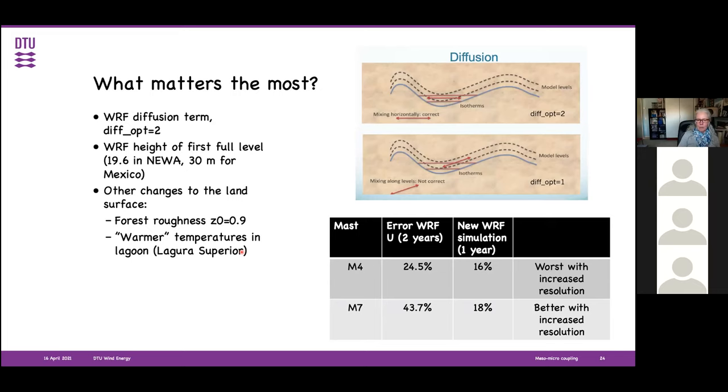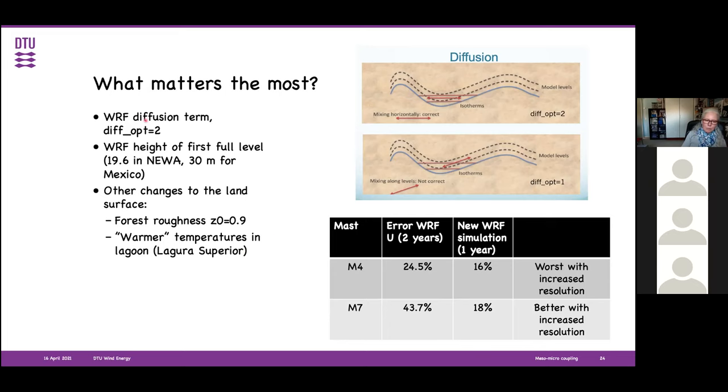What I'm trying to say perhaps is that, yes, the coupling is very nice, but sometimes WARF gets it very wrong. And in those cases, if you're doing the coupling and WARF is wrong, there is no chance for your microscale model to solve anything. So you need to get that part correct.